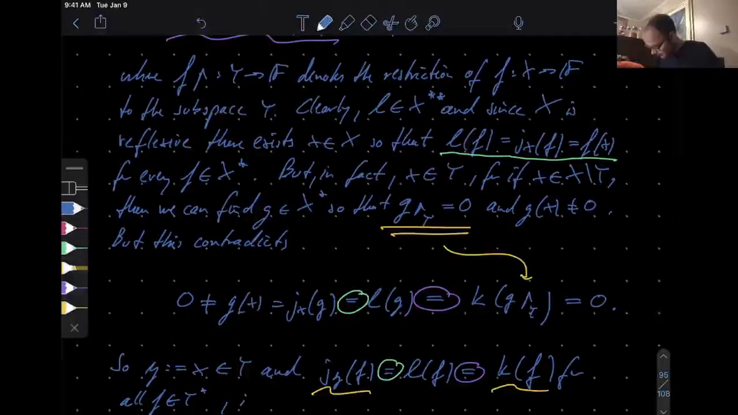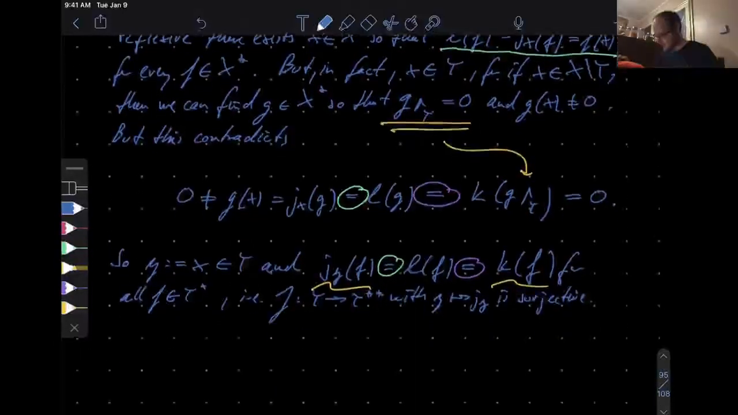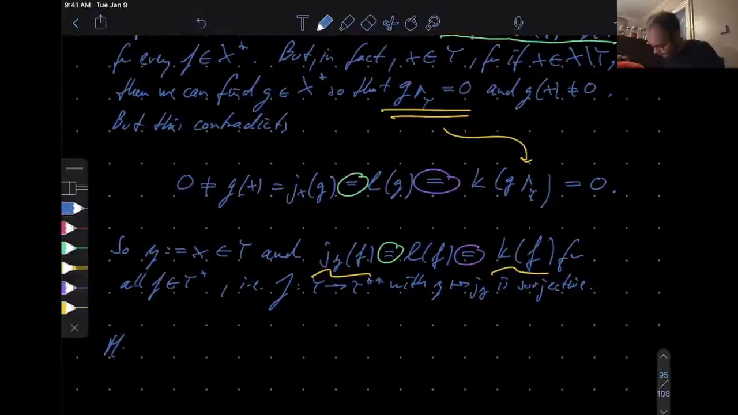So the canonical map on y, sending y to j sub y, is surjective. Okay, and hence by definition the subspace is reflexive. Now next part, moving ahead.